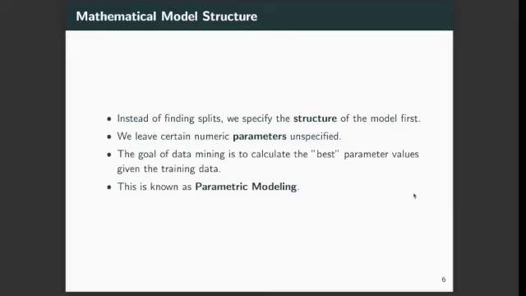Okay, so now we look at the mathematical model structure. Instead of searching for splits, like splitting employed or not employed, and after that balance is less than 45 or above 45, in this model we specify the structure of the model first, and then we leave certain numerical parameters unspecified. Because our goal in data mining is to calculate the best values for these parameters based on our training data. And this is what we call parametric modeling.